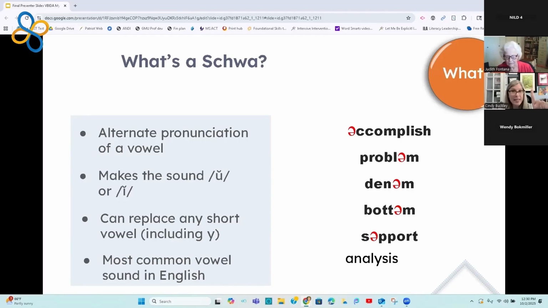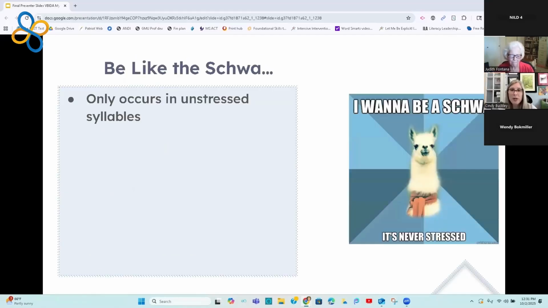Now I know what you're thinking. Short U says uh, doesn't it already just say that? So what's the difference between a schwa and a short U? Stay tuned, friends. And the Y, which, thanks to our Greek friends, today is playing the role of a vowel, goes from analysis to a schwa.